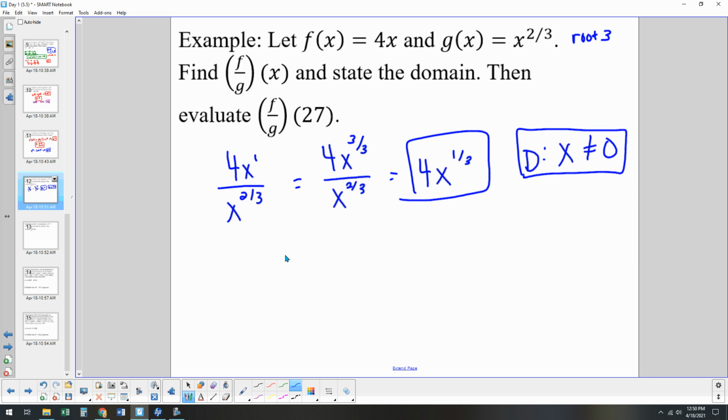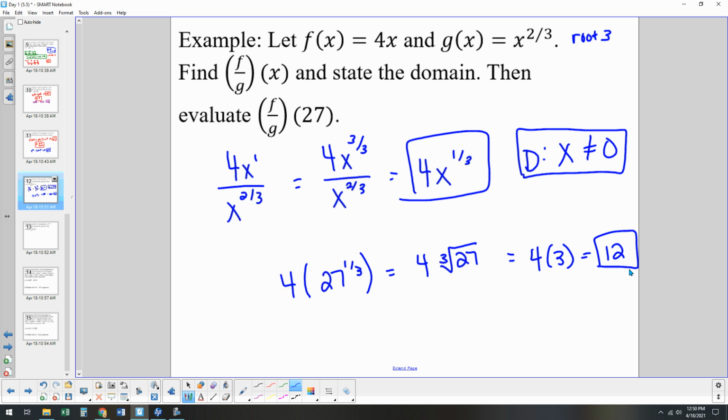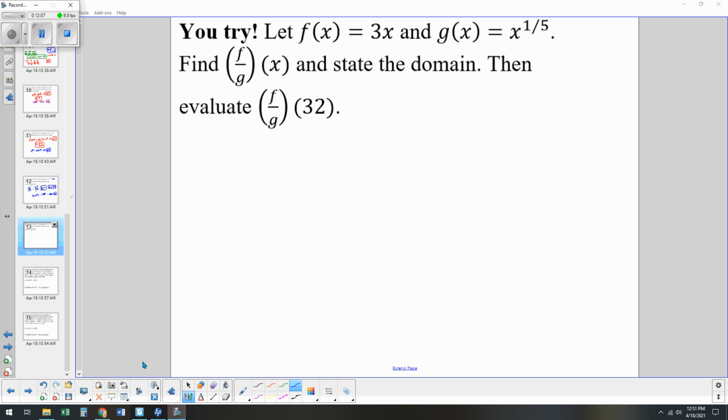And now we're going to evaluate f over g of 27. So that's 4 times 27 to the 1/3, which is the same as saying 4 times the cube root of 27, which is 3. So it evaluates to 12. You go ahead and try this one, pause it, and then you can check your answer.